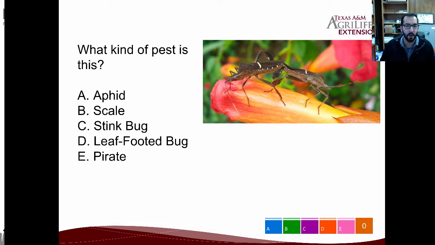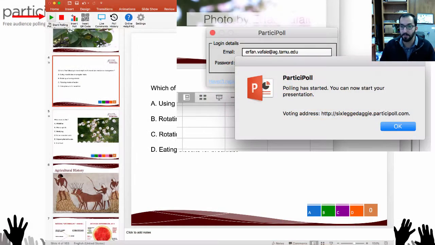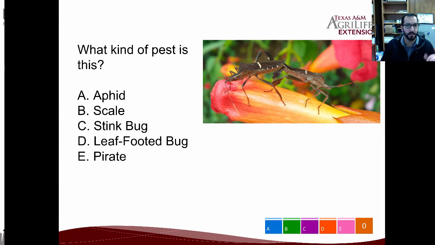And it says what kind of, so this is just an example here. And actually I failed to mention, this is how people will actually join your Participoll to be able to vote. So you'll see I've created my own voting address, sixleggedaggie.participoll.com. Everyone on mobile devices would have to go to that web link, and then they'd be able to vote along. So here is an example.